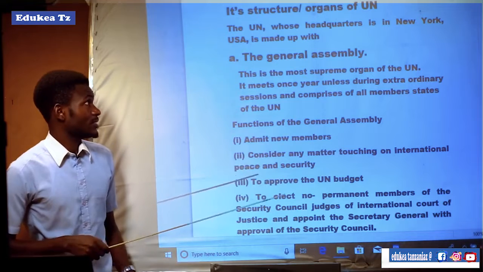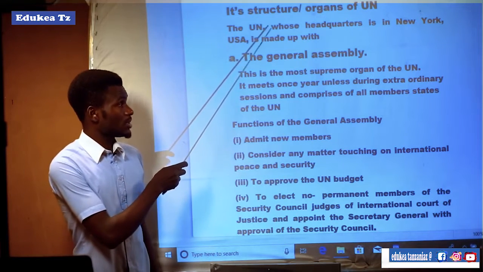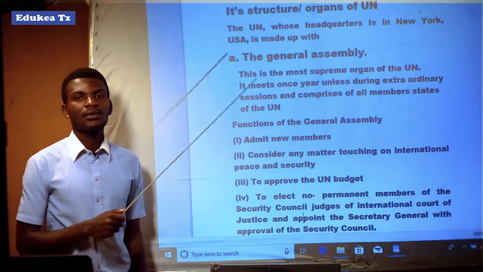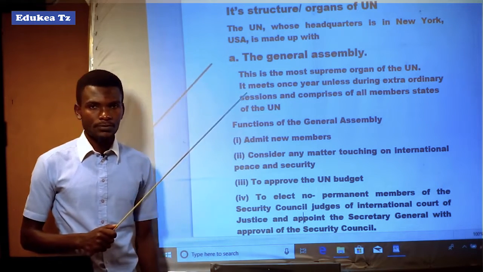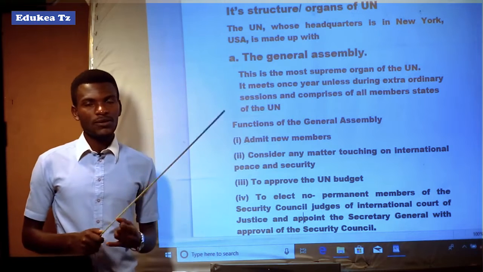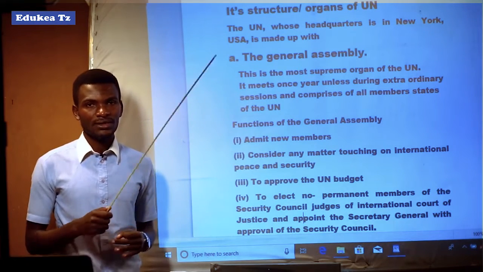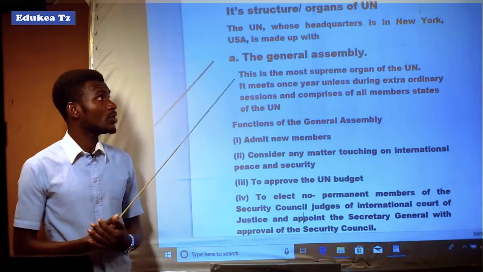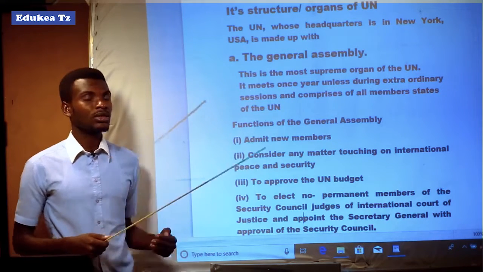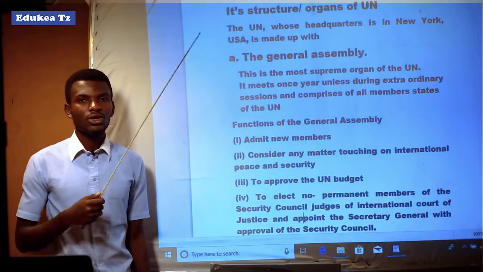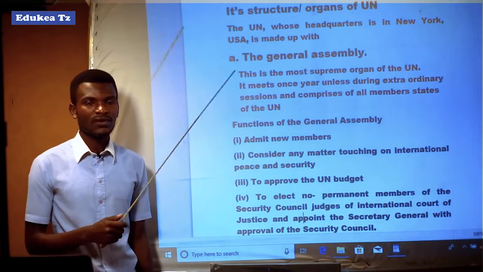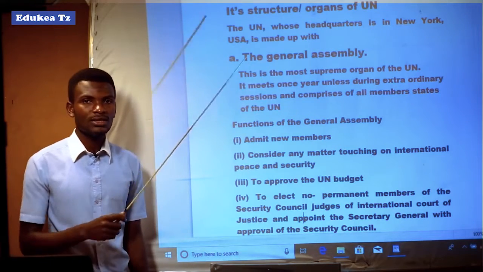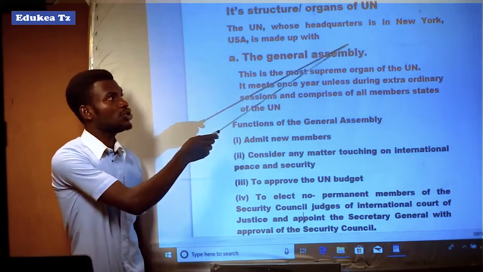The UN structure. The UN, whose headquarters is in New York, USA, is made up of various organs. It means that the UN was formed in 1945 after the Second World War, and the headquarters was chosen to be New York in the USA, or United States of America. So the headquarters of the UN, or United Nations, is New York.